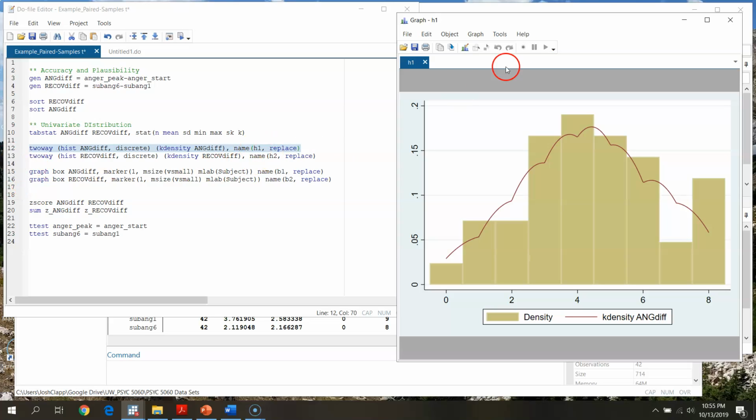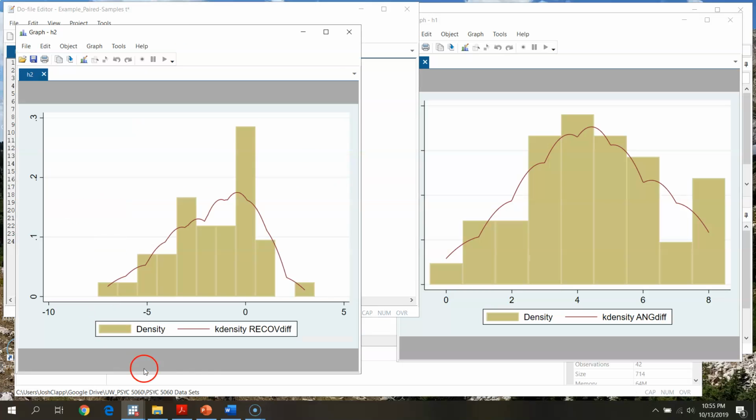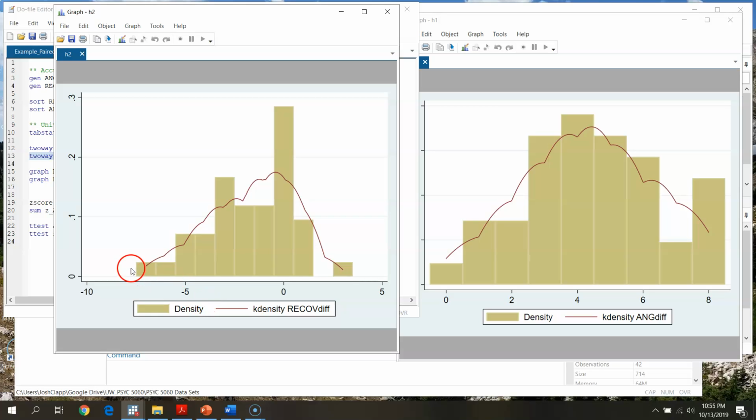But because I've named this graph and I've saved it, I can go through and run a histogram for my recovery difference score. Again, discrete, have a kernel density layered over the top of it, and this is going to be named H2. If I do that, then it pops this up. If I hadn't named these, it would have just written over the top of this, but because these are different names, we can look at them simultaneously. And so again, nothing too crazy going on here. Maybe a little bit of negative skew in the histograms. We've got this one plot with a value separated away from the rest of the continuous distribution.